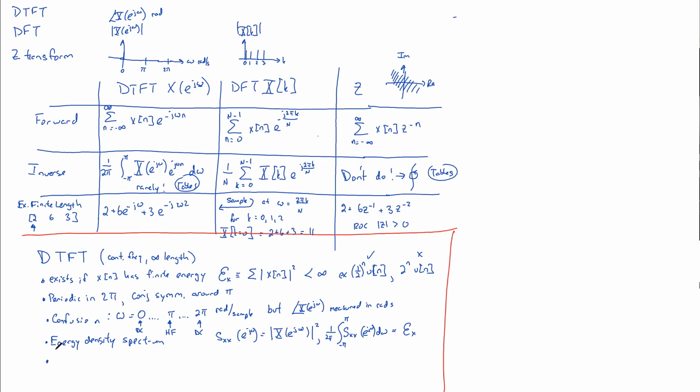And then we talked about tables, properties, and symmetries. Remember, the big thing about symmetries here is that if you've got a conjugate symmetric x of n, that gives you a real DTFT. And similarly, a conjugate antisymmetric x of n gives you an imaginary DTFT.